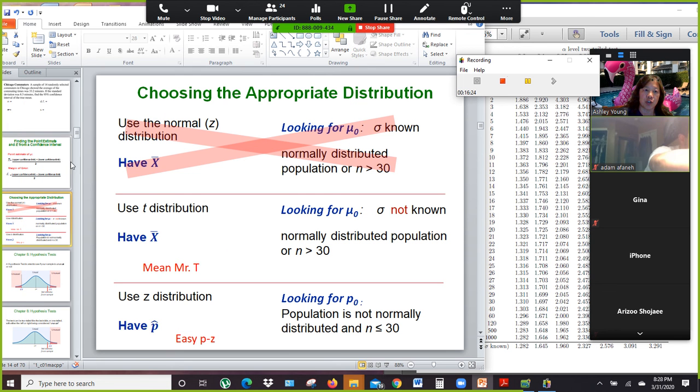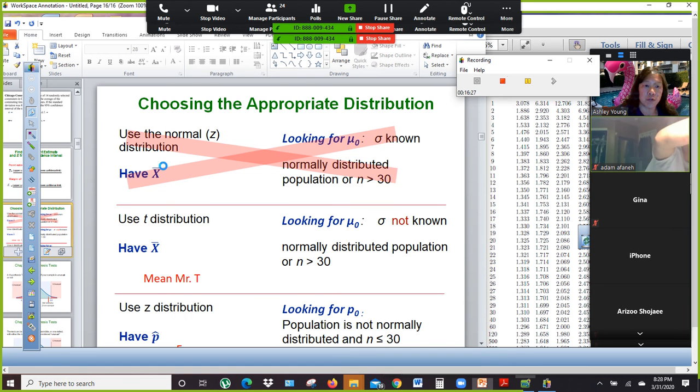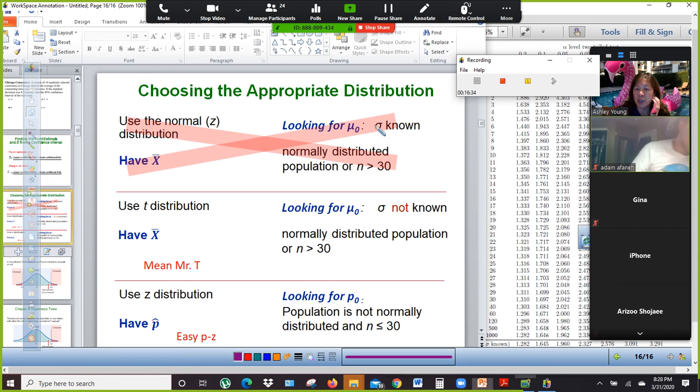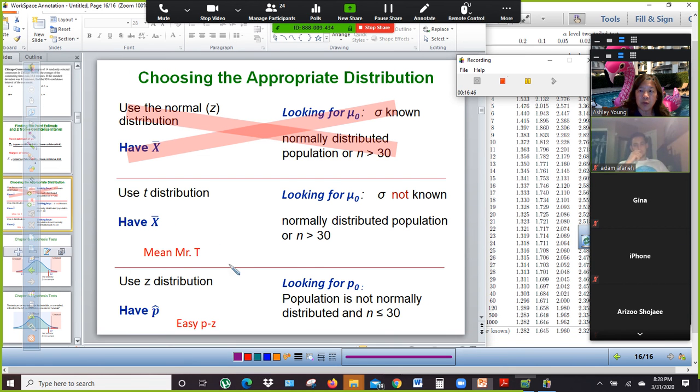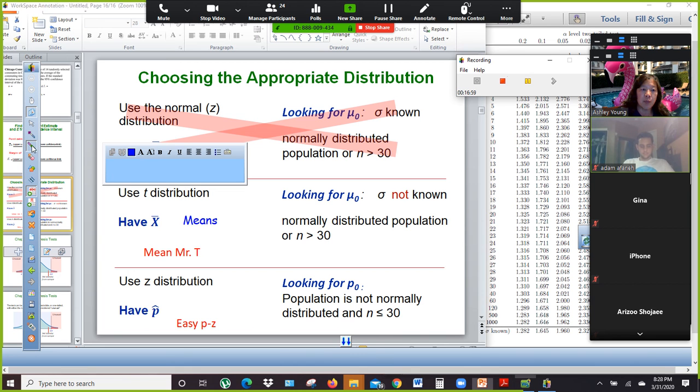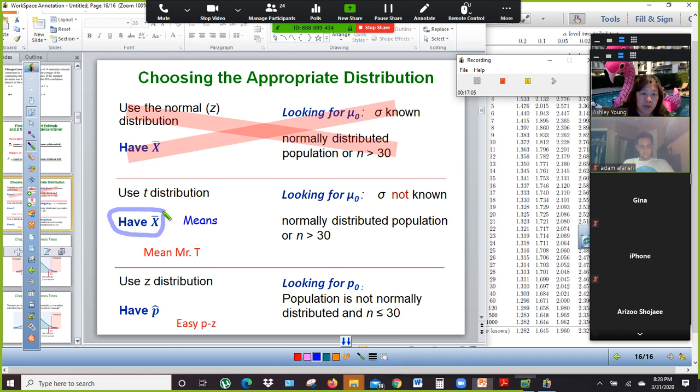And then this is just a quick summary of what we've gone over. Remember, we're not going to even deal with the idea of when we know what sigma is, because we never know what sigma is if we don't know what mu is. But we do know these two things. The first one is if it's a mean. If we're talking about means, I have an x bar, I'm trying to estimate a mu, and I use the t distribution.